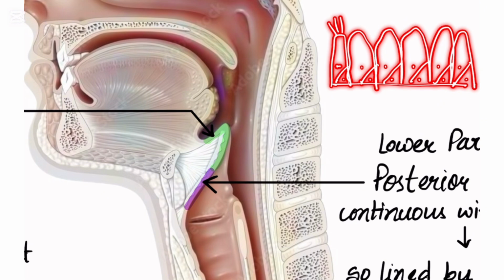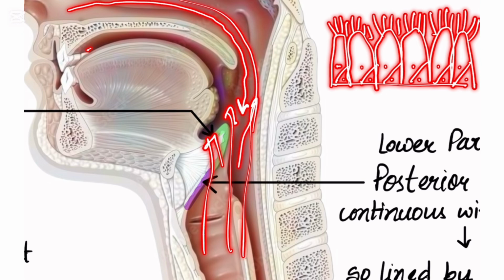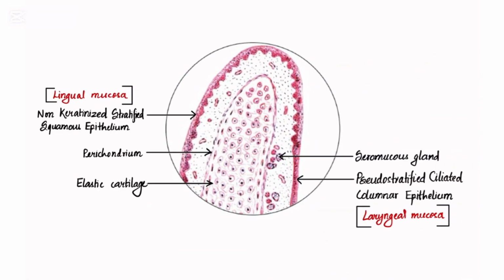The free surface is lined by cilia. The significance of cilia is that they beat continuously in a rowing fashion outside, towards the oral side. As a result, if any foreign particle gets inhaled, it can get easily trapped and beaten out. Okay, so that's the significance of respiratory epithelium. So let's get into the histology.